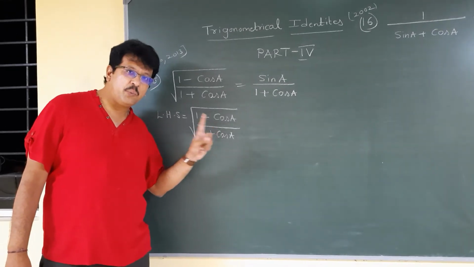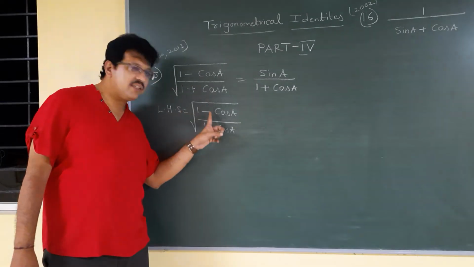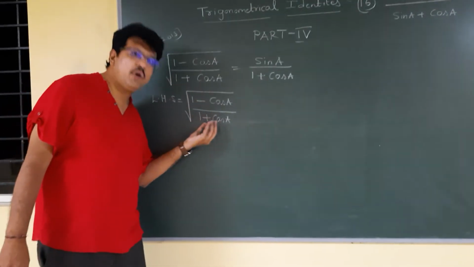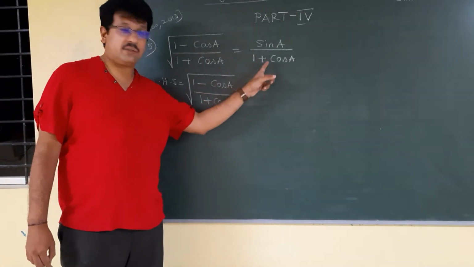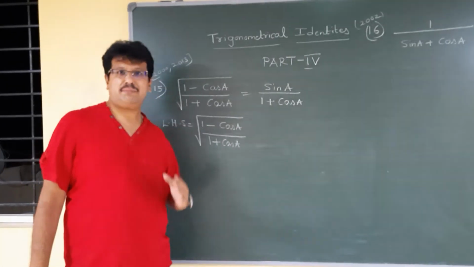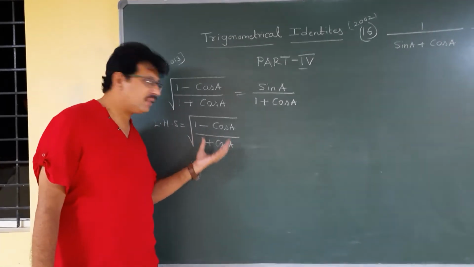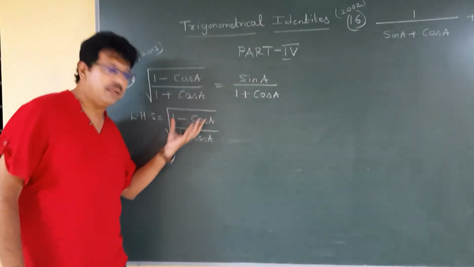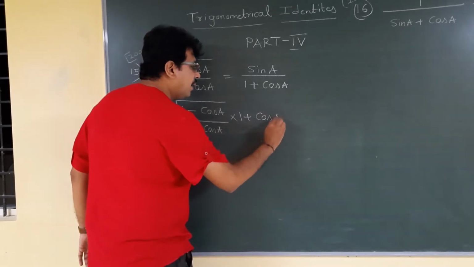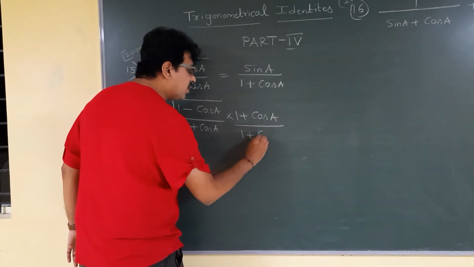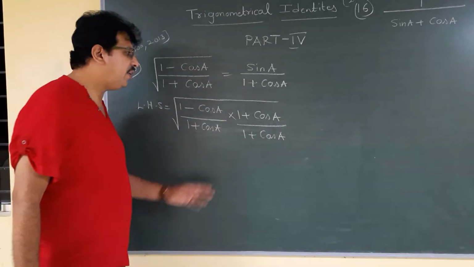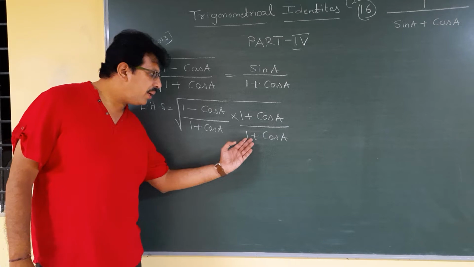So children, we have to be very careful. Every time we rationalize the denominator, but seeing this RHS, the denominator is 1 plus cos A, which has to remain as it is. So we should rationalize the numerator. We have to multiply both numerator and denominator by 1 plus cos A by 1 plus cos A.